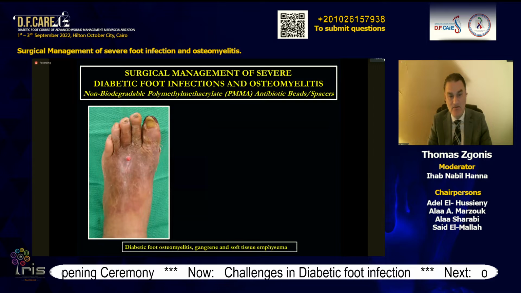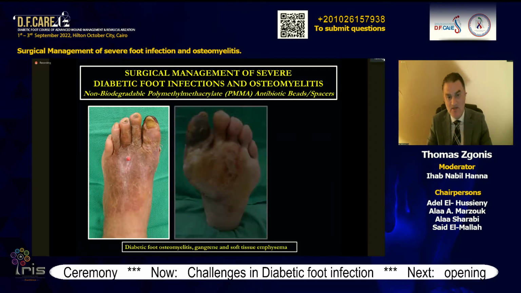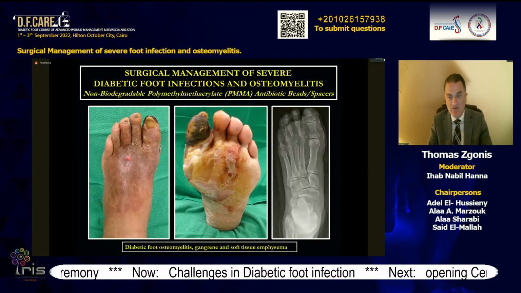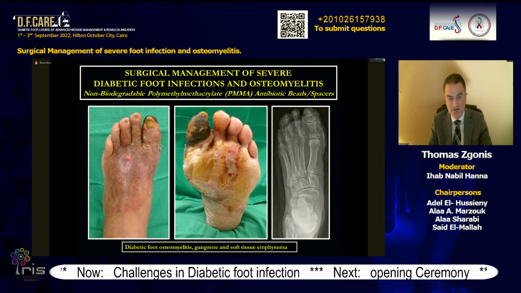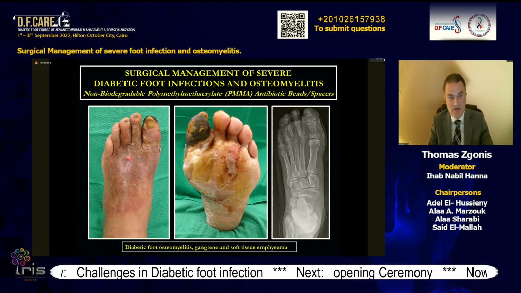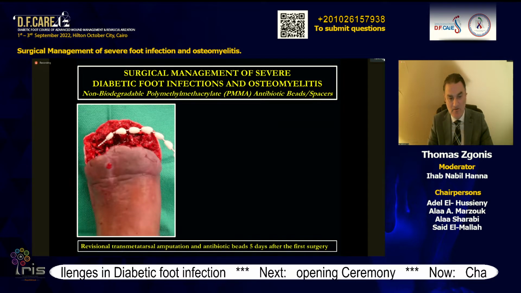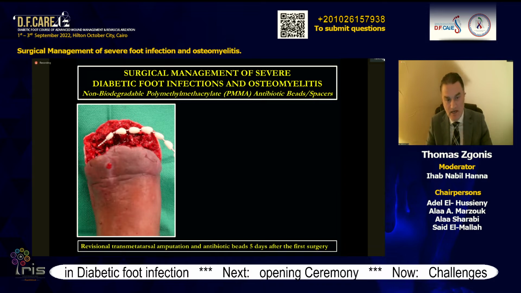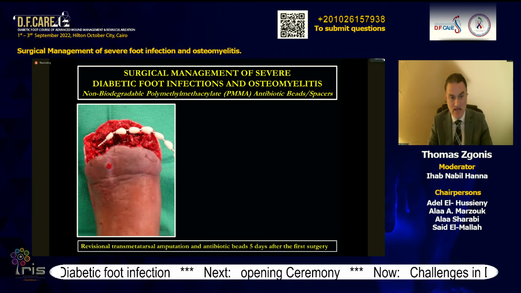Here's another case with diabetic foot osteomyelitis, gangrene, a surgical emergency with soft tissue gas and osteomyelitis in the lesser metatarsophalangeal joints. I discussed with the patient that they will have multiple surgical interventions, but infection control comes first. The first surgery will be an open transmetatarsal amputation or disarticulation of the toes, followed by vascular intervention, studies, and revisional transmetatarsal amputation.